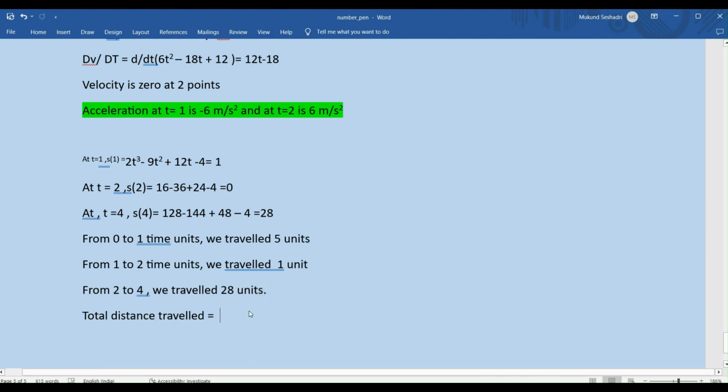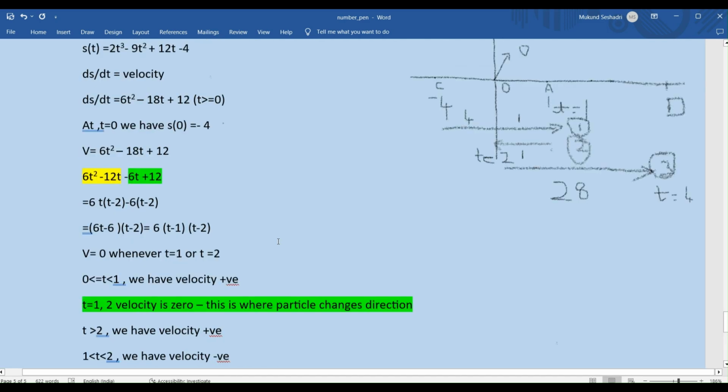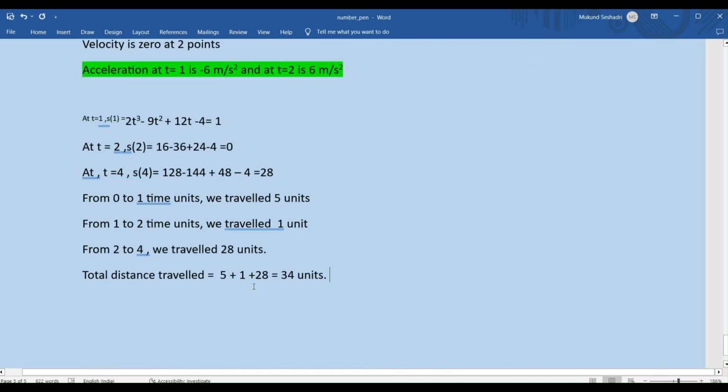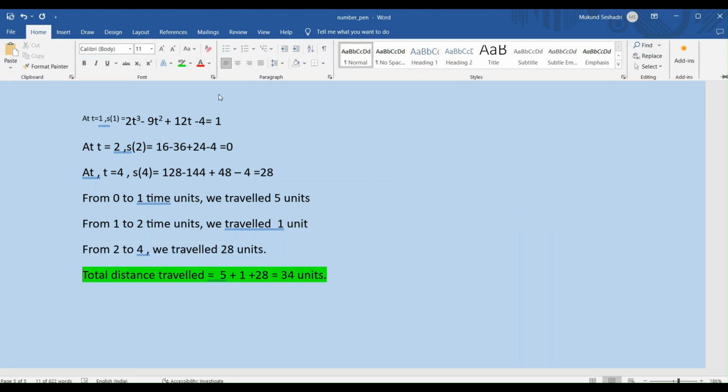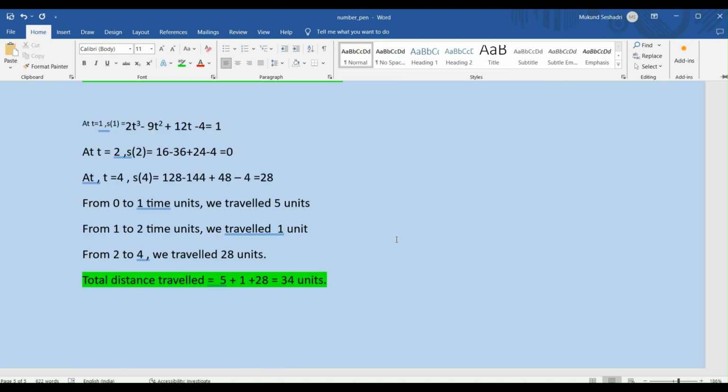So the total distance traveled is 5 in one direction. Then we change the direction and travel back 1 unit. And then again, we change the direction at t equals 2. We travel 28 units until we reach the point at t equals 4, which is 34, right? So we traveled 34 units in total. This is the answer for question 2 of this section.